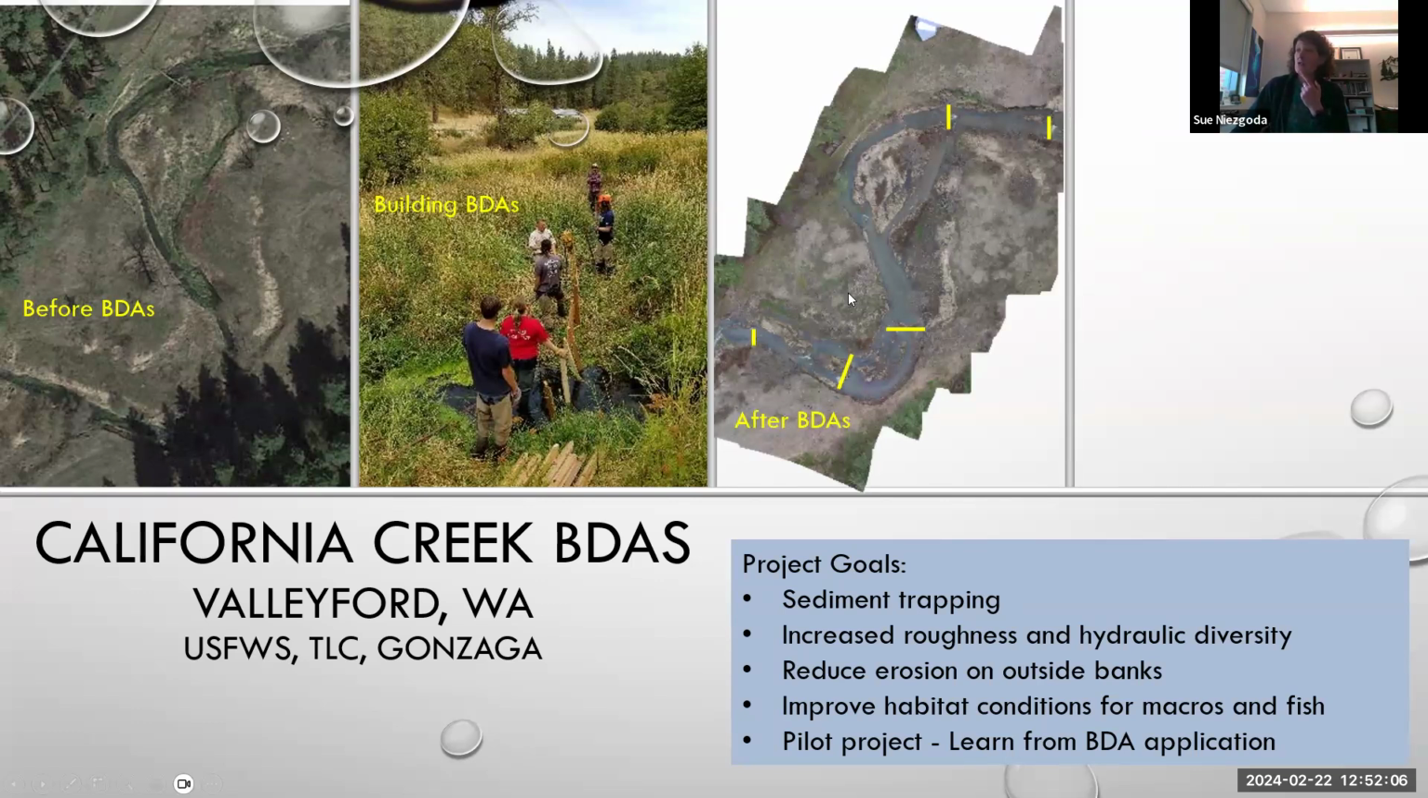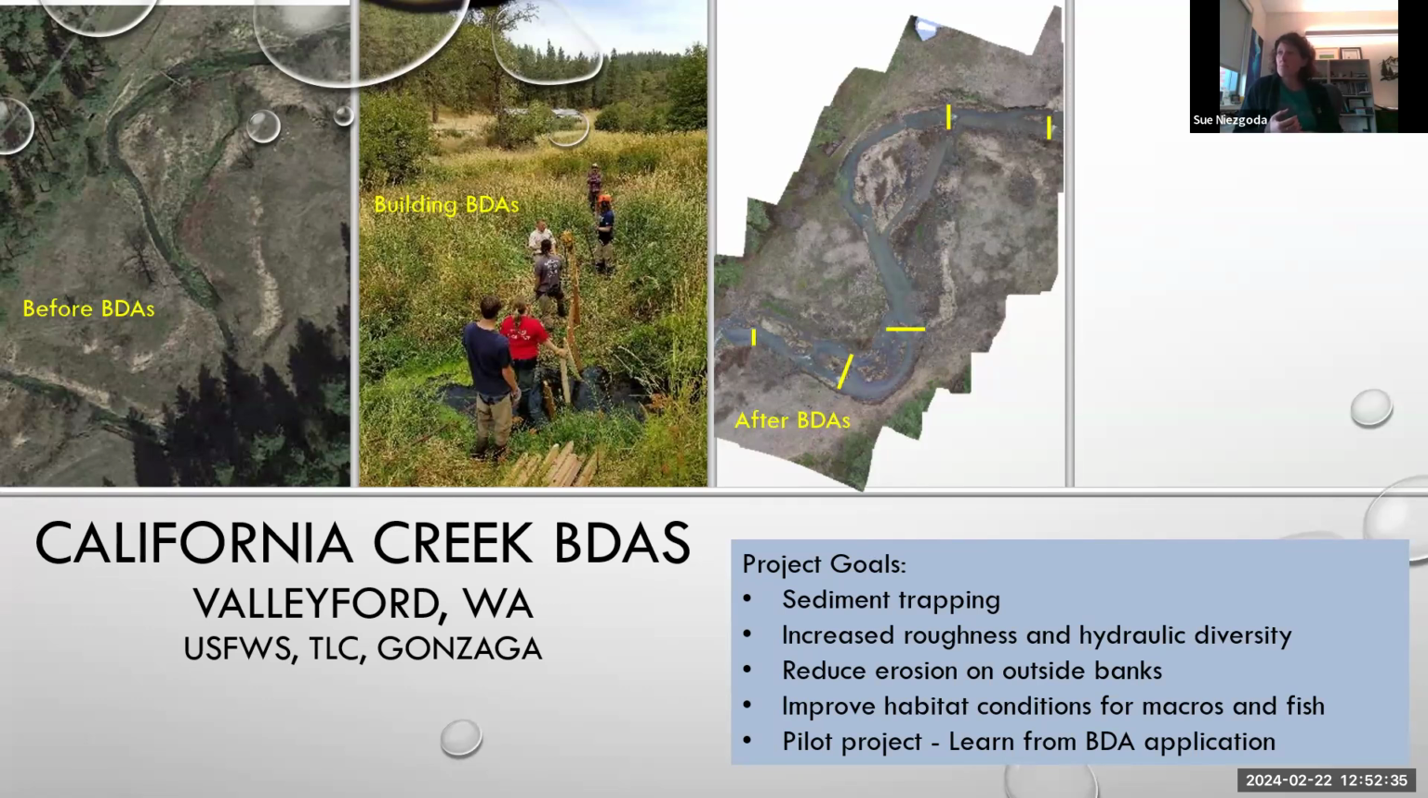As you can see from the before BDAs in the left picture here, and then we have some of my students helping to build them. You can see in the after BDA photo here that we've definitely spread out the flow. We've moved the flow around and created more flow diversity. We're pulling some water away from these outside banks, which were eroding into the landowner's property that he didn't really like. So we've created some habitat improvement here and some flow diversity.